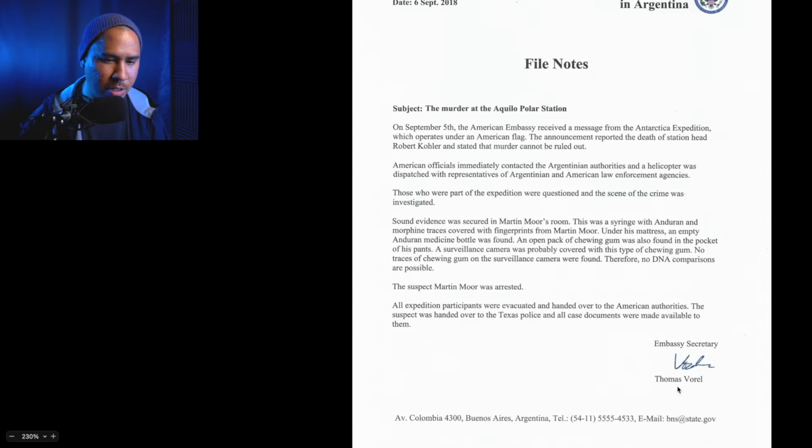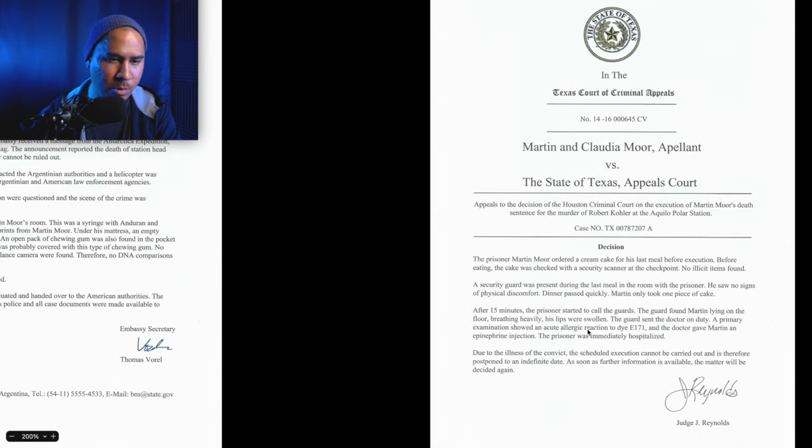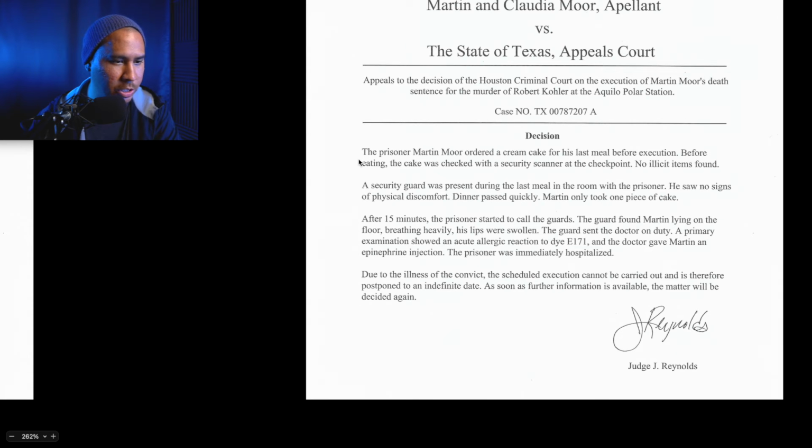Okay, let's move on. So next we have some court document. The Texas Court of Criminal Appeals. So we have the appellant Martin and Claudia Moore versus the state of Texas. Appeals to the decision of the Houston Criminal Court on the execution of Martin Moore's death sentence for the murder of Robert Kohler at the Aquila Polar Station. So let's see what their decision was.